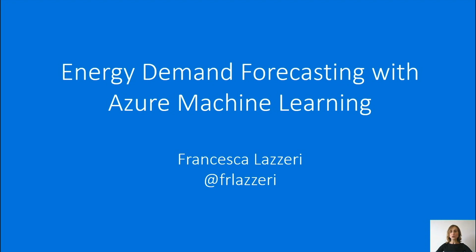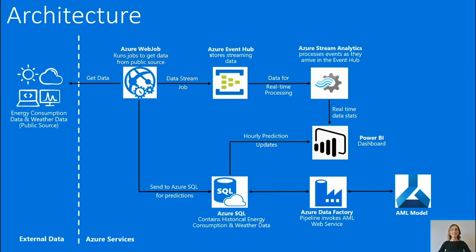This video will focus only on Azure Machine Learning and automated machine learning. This is our architecture. This scenario focuses on energy demand forecasting, where the goal is to predict the future load on an energy grid. The solution is trained on a public dataset from the New York Independent System Operator, which operates the power grid for New York State.